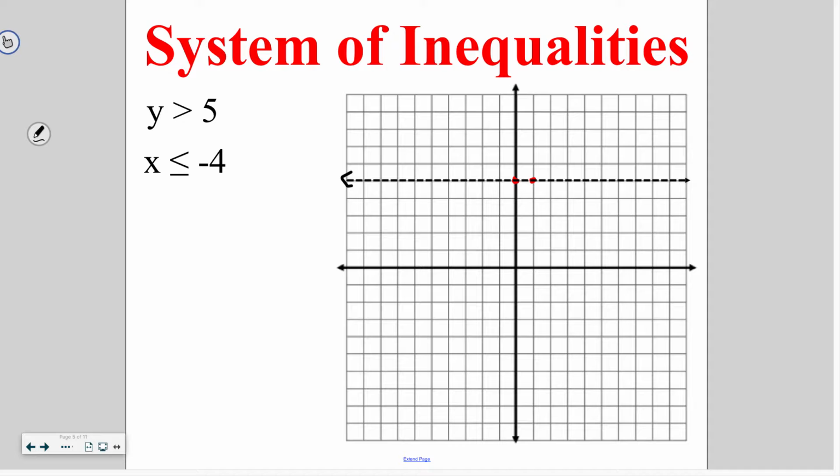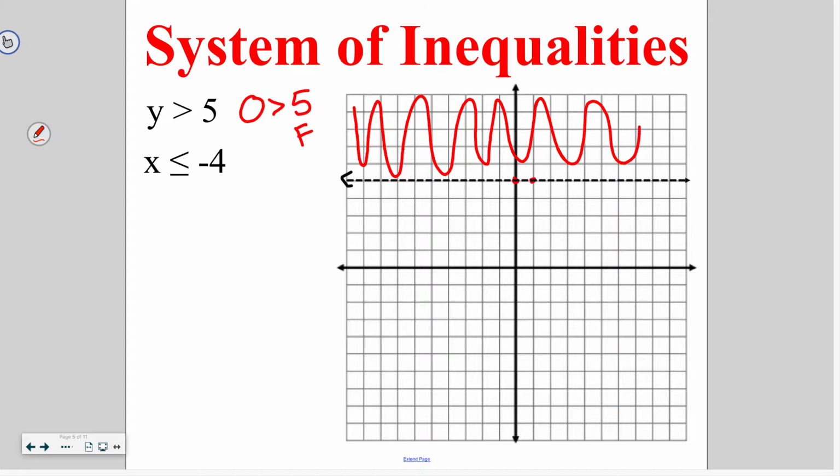Then we want to go in and double check. So we're going to say 0 is greater than 5. That is a false statement, which means 0 is not part of our answer. So we are going to shade above that line.